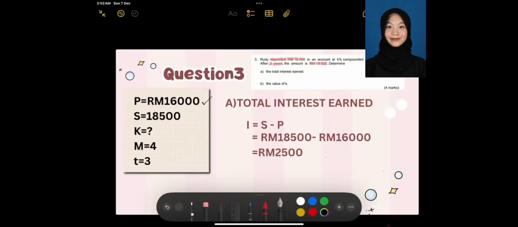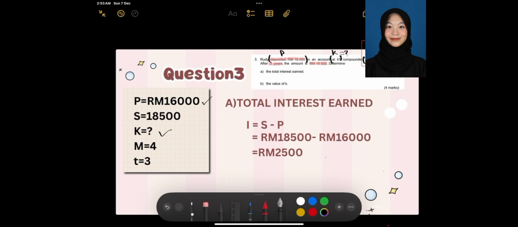Now I'll explain question 3 part A. Rudy deposited 16,000, so 16,000 is our P, the principal, in an account at K. Our K is unknown, compounded every 3 months. Every 3 months means M equals 4, because 12 divided by 3 equals 4.